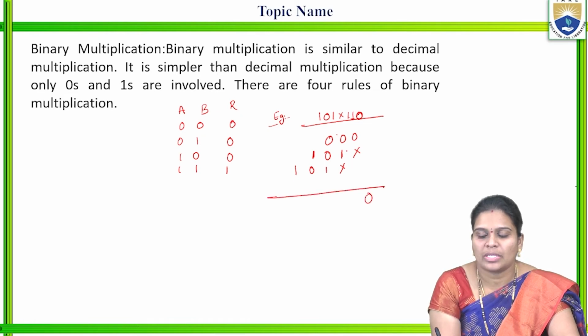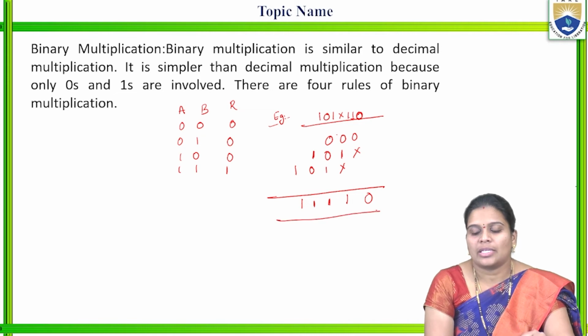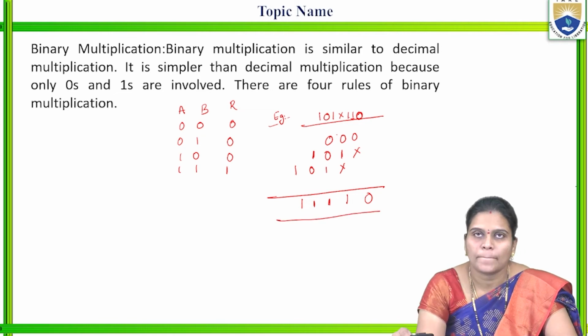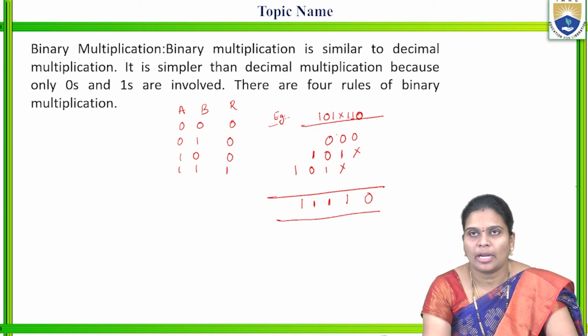0 plus 1 is 1. 0 plus 0 is 0. 0 plus 1 is 1. 1 plus 0 is 1. So the result is 1, 1, 1, 1, 0. Okay, so this is the binary multiplication.